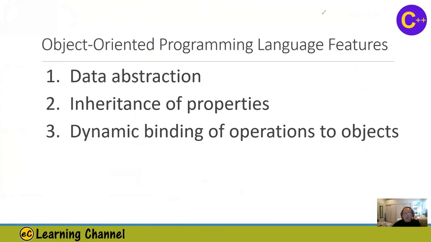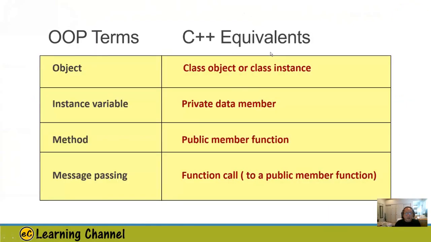Okay, three main topics for object-oriented programming. Here we have different terms. The object, we call it class object or class instance. Instance variable, we call it private data field. Method, we call it private member functions. In C++, we usually call it function, but in Java, we call it method. Message passing is function call, okay? The left-hand side is the old time OOP terminology.